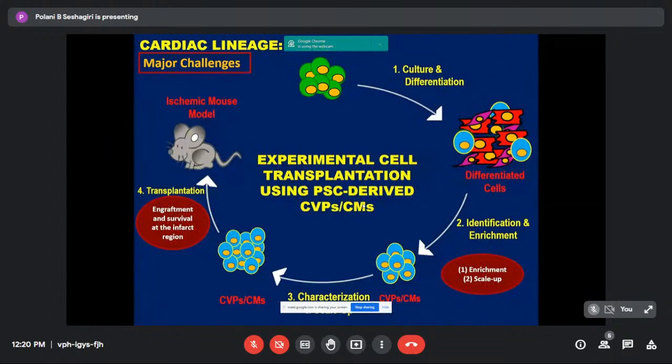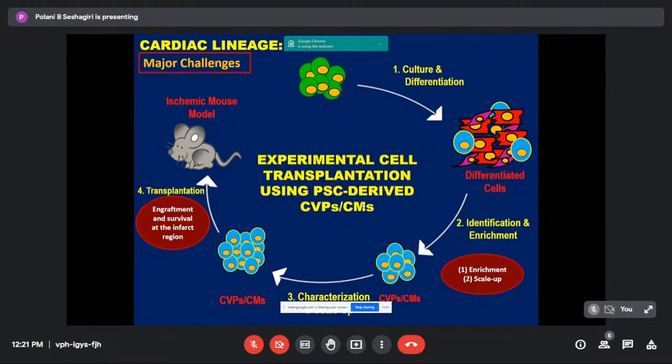Now, I'm going to tell you another big challenge. Like I was mentioning, how to make stem cells in large numbers is one big challenge. And the other big challenge is how do you make them differentiate? I'm giving a schematic example of how one can make them differentiate to cardiac progenitor cells derived from pluripotent stem cells, whether ES cells or iPS cells.